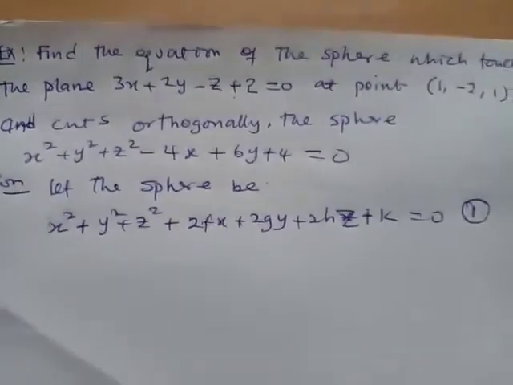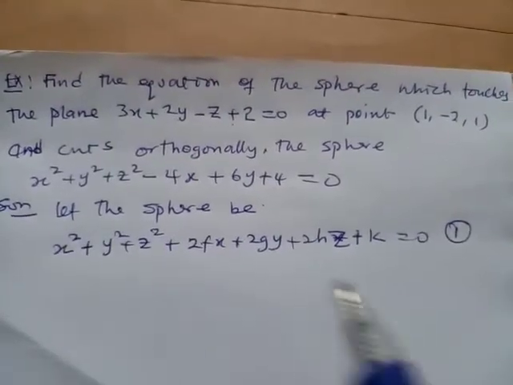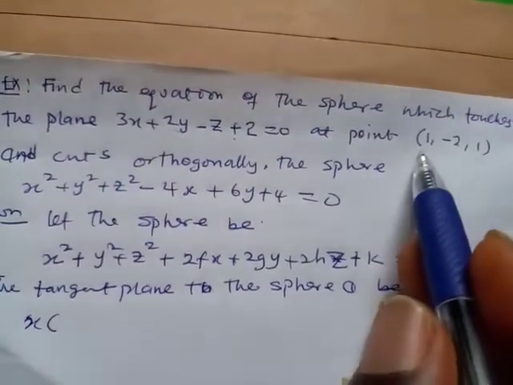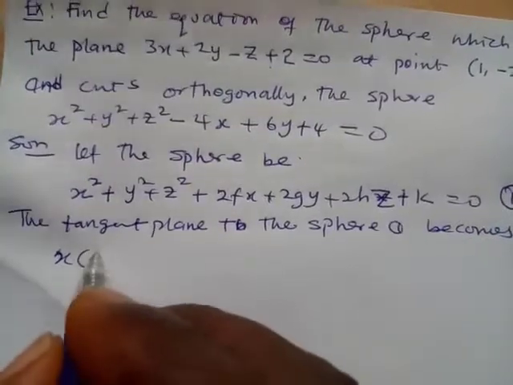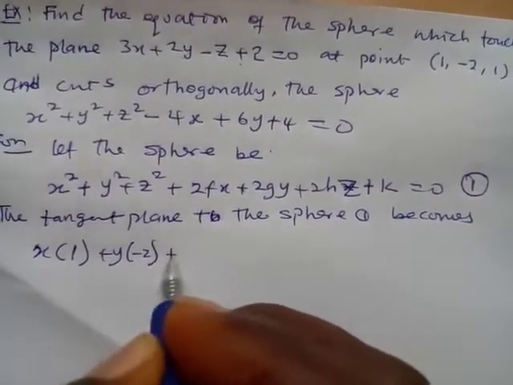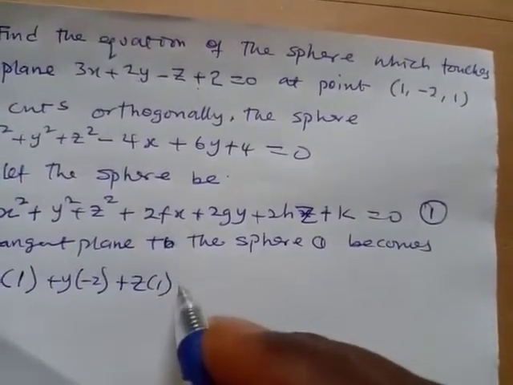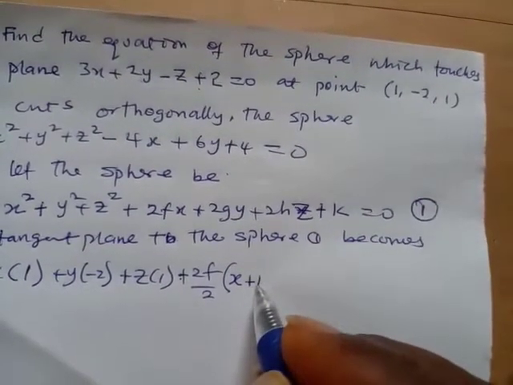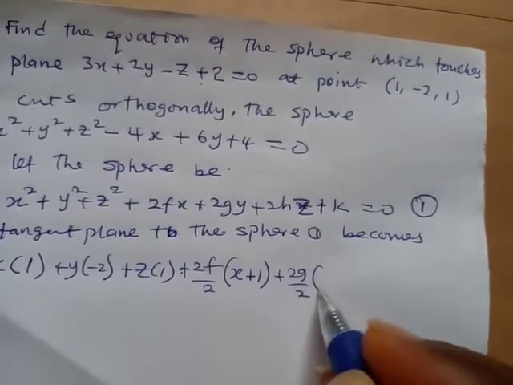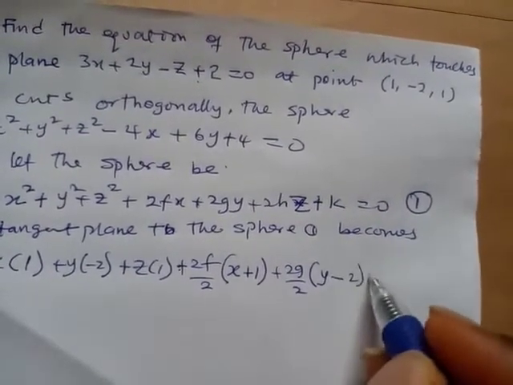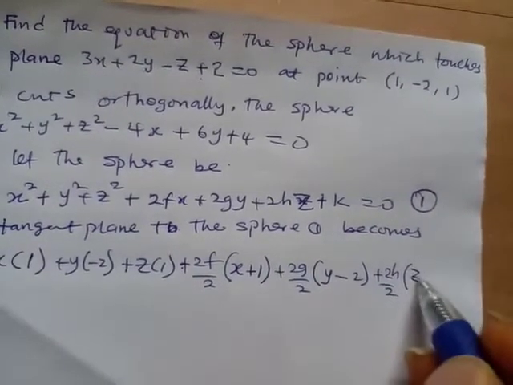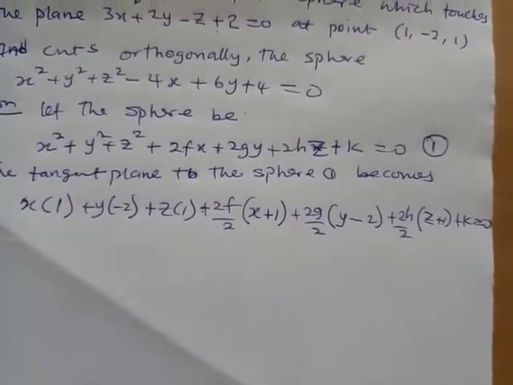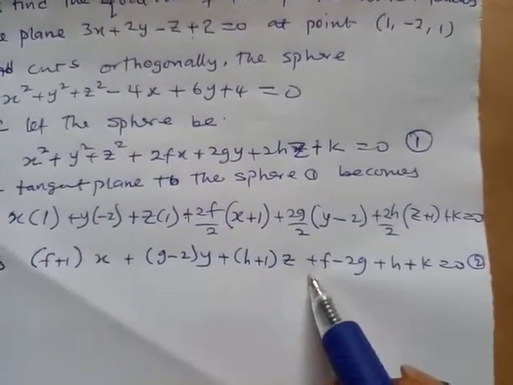be this. Now the tangent plane to the sphere becomes x times our, this is our x1, this is our y1, this is our z1, x times x1 plus y times minus 2 plus z times 1 plus 2f over 2 as usual, into x plus 1 plus 2g over 2 into y minus 2 plus 2h over 2 into z plus 1 plus k equal to 0, which when we simplify we are going to get this. So let's say that is 2.